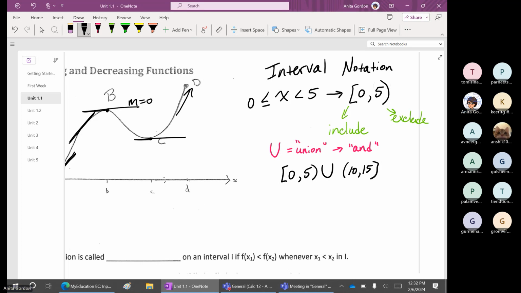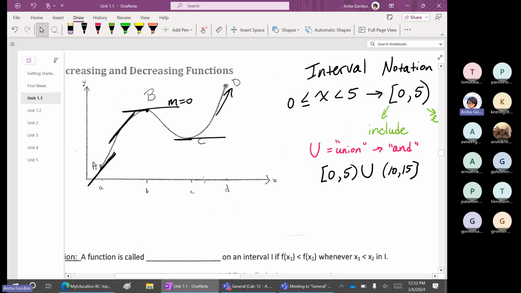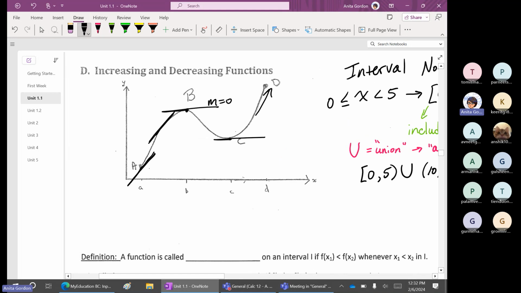Okay, so take a look here. Can we write an interval notation for where it is increasing? Where is it increasing on the graph? Between A and B. Okay, if I were to write this in interval notation, what bracket am I using for A? Square bracket for A. And when I get to B, what kind of bracket? Round, because at B, it's a flat line. So it's no longer increasing when we get to B.